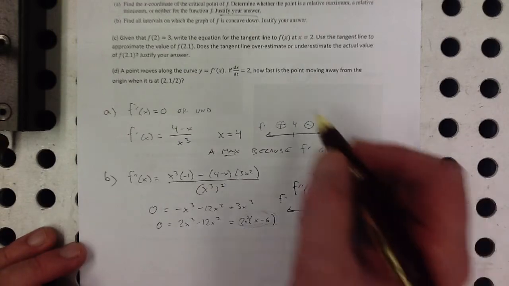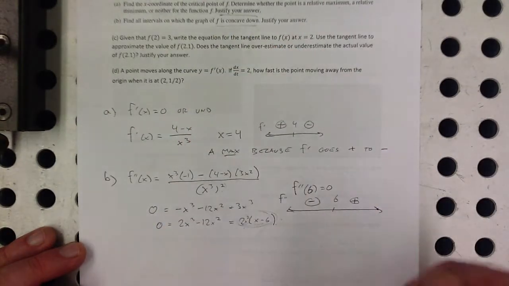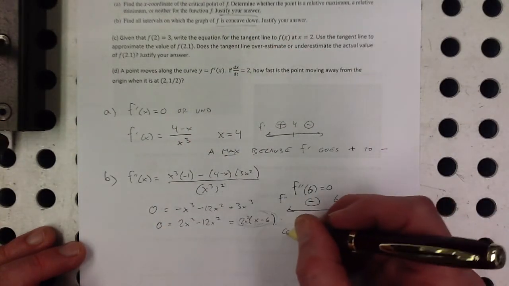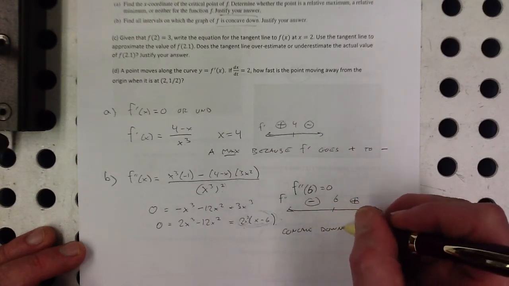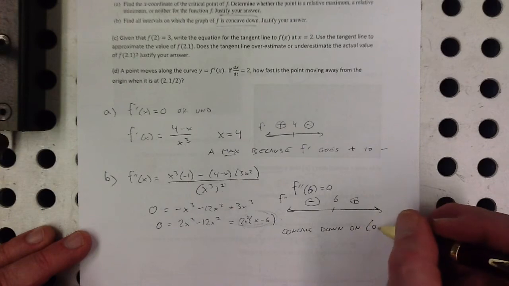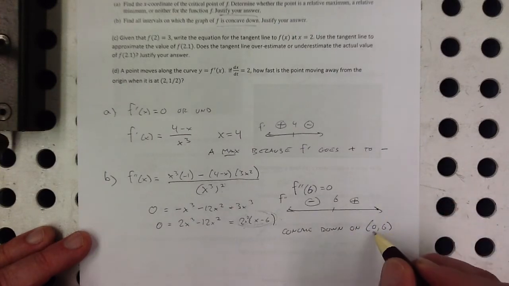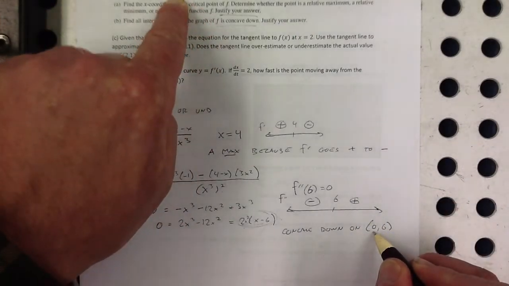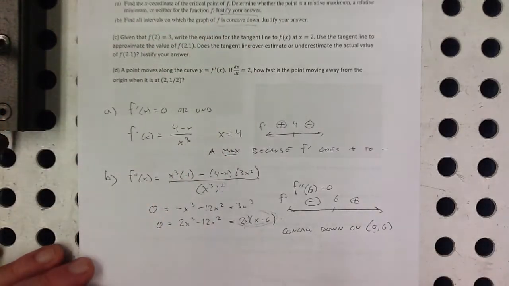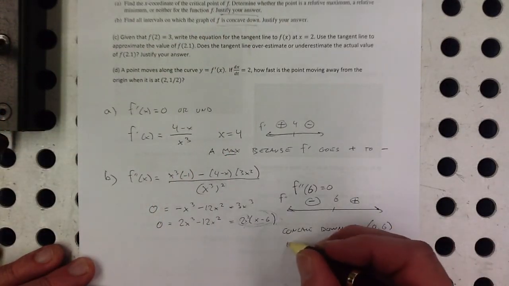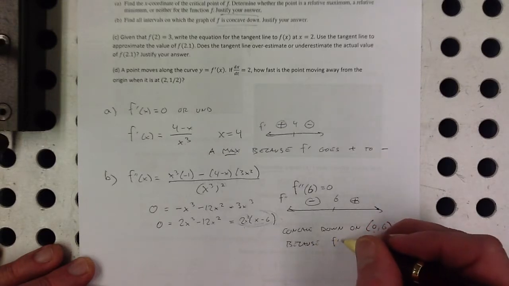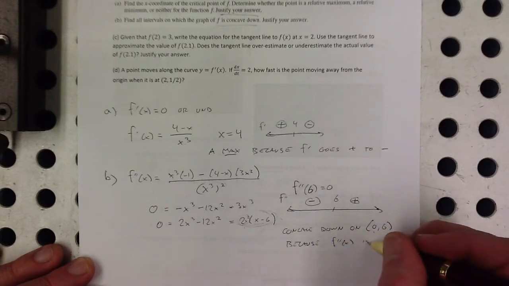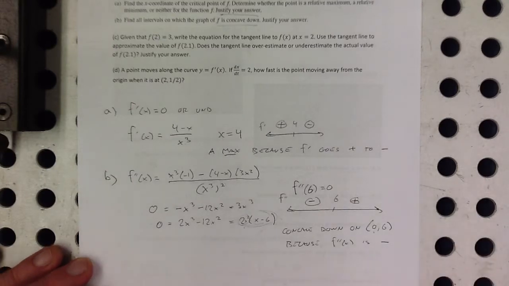And they want to know all intervals where f is concave down. So it looks like concave down on the interval from 0 to 6. Don't include that because it's x greater than 0, domain's all positive, because f prime of x is negative on that interval.